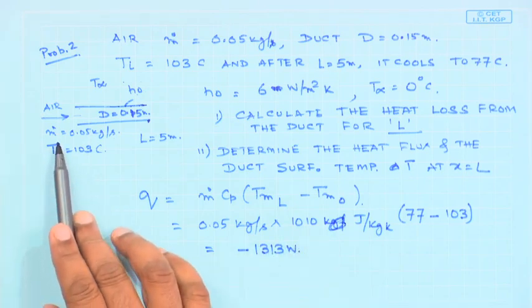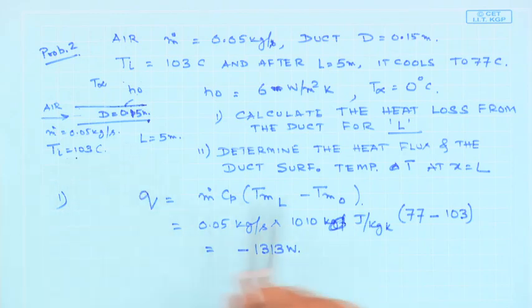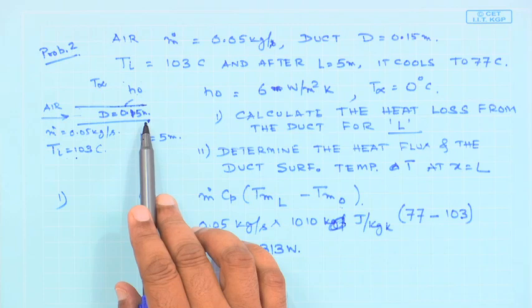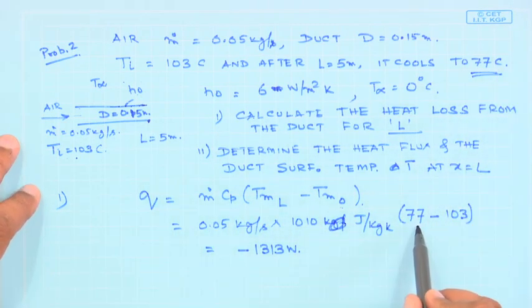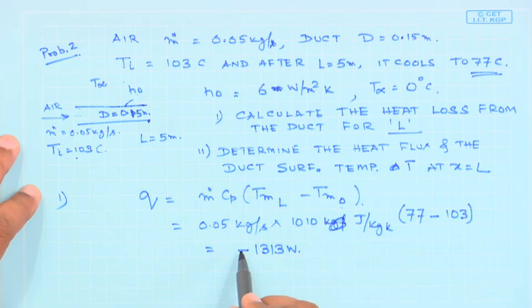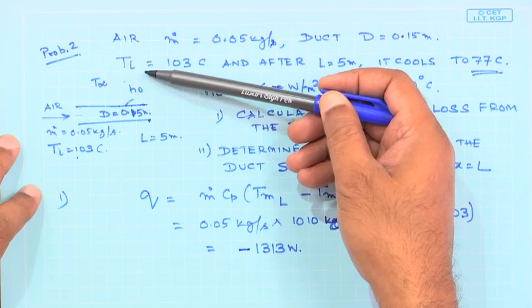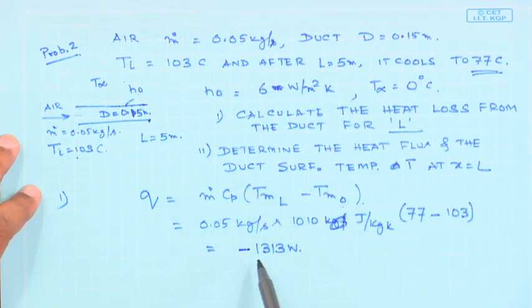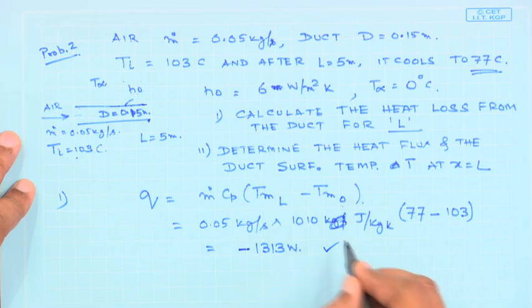So, the air was entering at 103, whatever be the temperature at the inlet, and it cools to 77 degrees centigrade. So, that is why the temperature at the outlet is 77, and the minus sign simply denotes that heat is lost from the air to the outside. So, that is why we have the negative sign. I think that this part is clear.